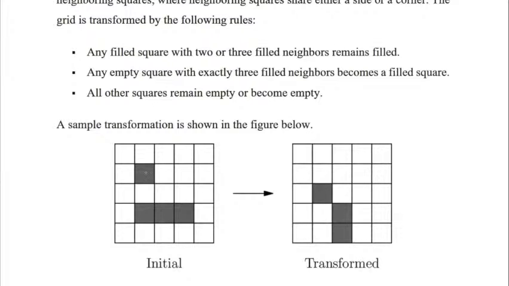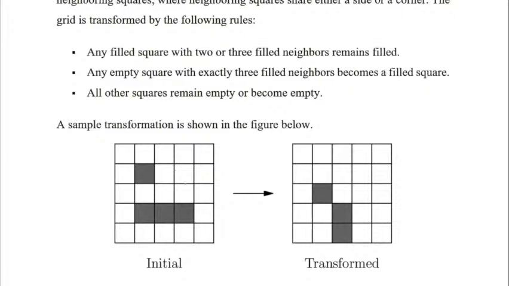So if we have filled here, let's analyze this. Let's read at first these 3 conditions. Any filled square with 2 or 3 filled neighbors remains filled. Any empty square with exactly 3 filled neighbors becomes a filled square. And this one, all other squares remain empty or become empty. Okay, so the first condition.